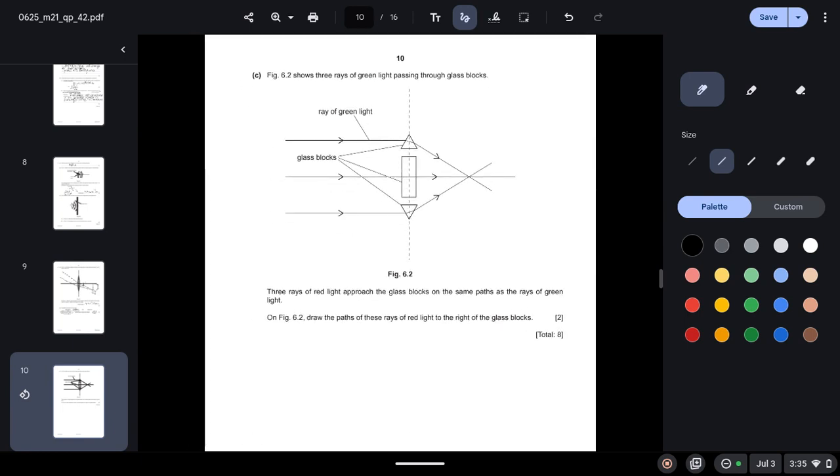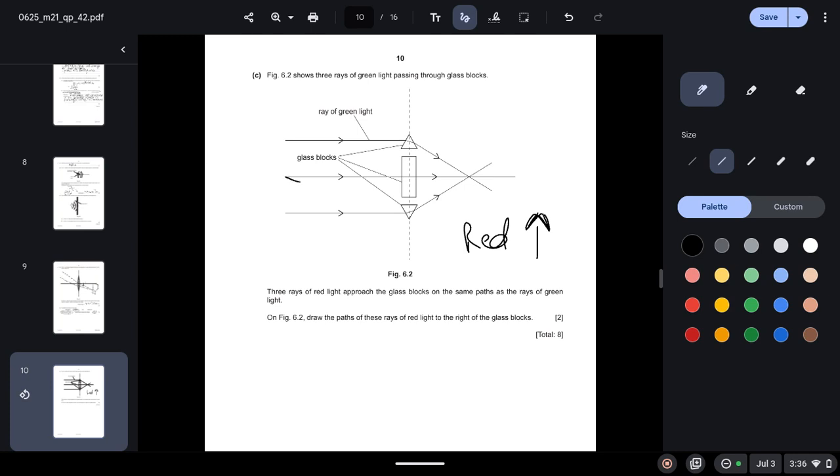Figure 6.2 shows three rays of green light passing through glass blocks. Three rays of red light approach the glass blocks on the same path as the rays of green light. On figure 6.2, draw the paths of these rays of red light to the right of the glass blocks. Okay, so we know that red light has a greater wavelength as compared to green light, so it will refract less than the green light. So with a smaller angle.